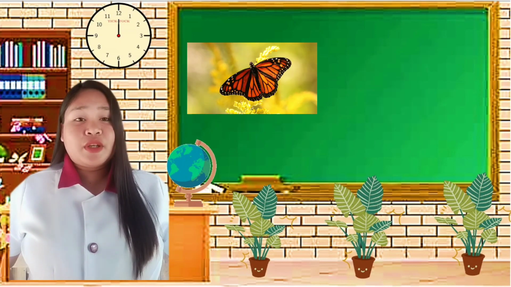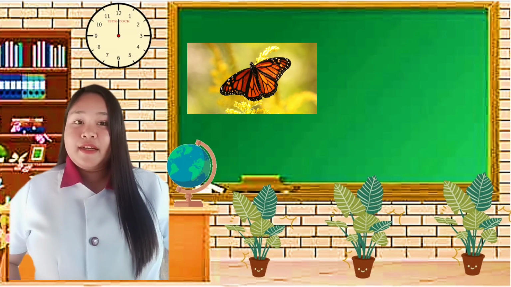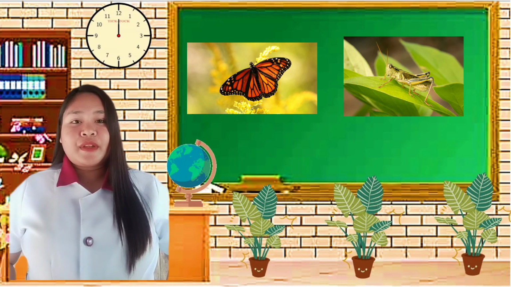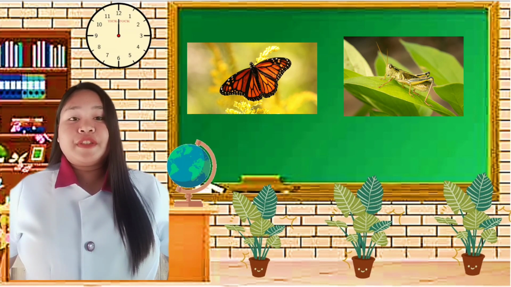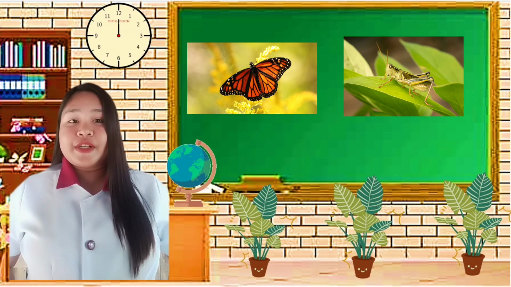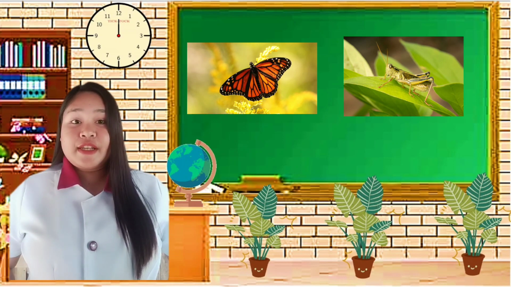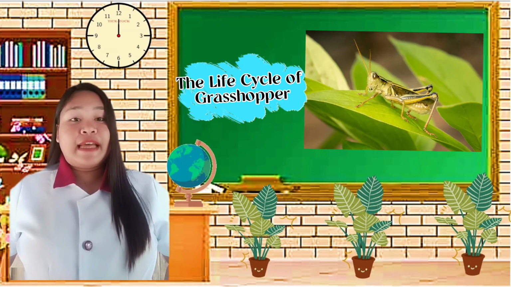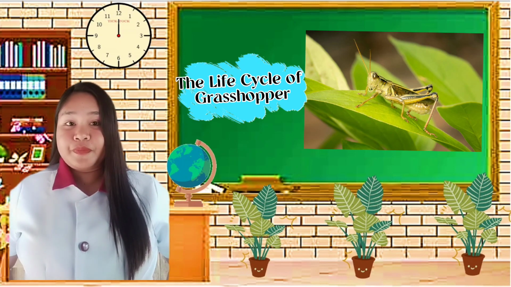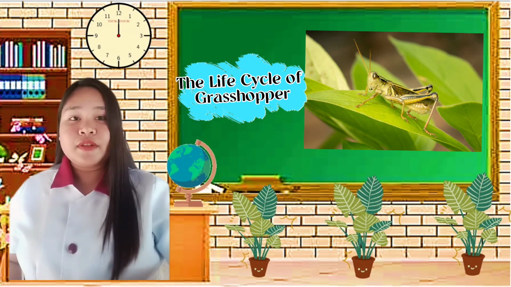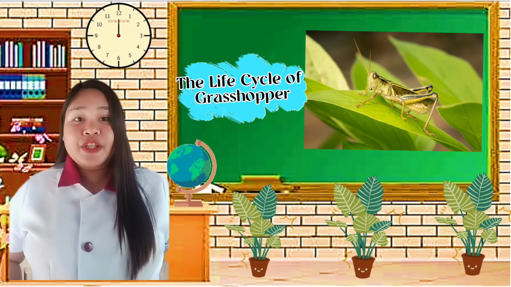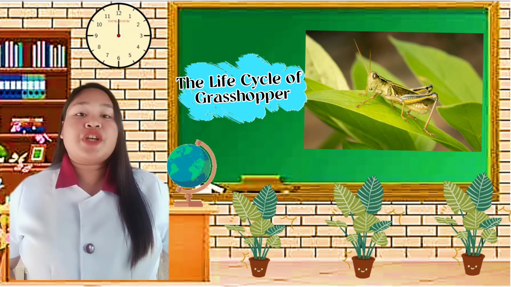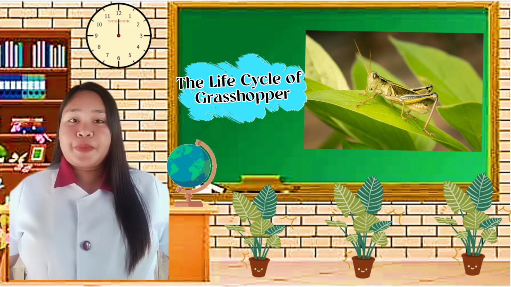What is the metamorphosis of a butterfly? What is the metamorphosis of a grasshopper? What do the metamorphosis of butterfly and grasshopper have in common in their stages? What is the first stage of the life cycle of a grasshopper? What is the second stage of the life cycle of a grasshopper? What is the final stage of the life cycle of a grasshopper?